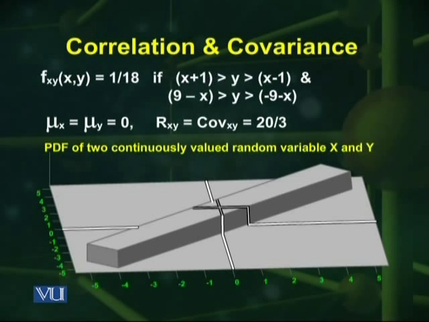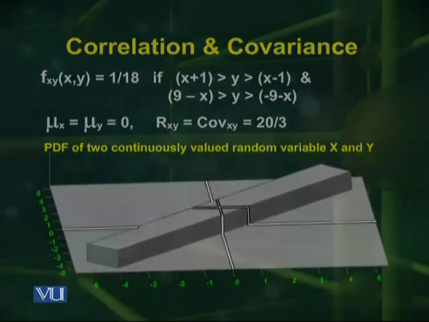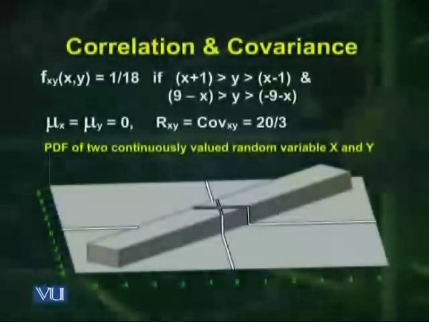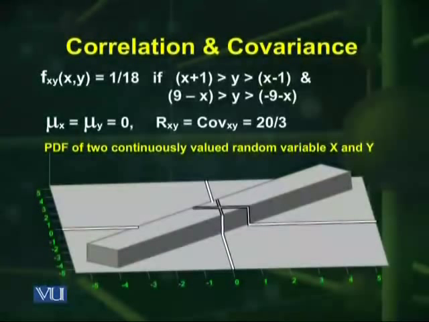The joint PDF was of height 1/18, bounded by 4 lines: y is equal to x minus 1, y is equal to x plus 1, y is equal to x minus 9 and y is equal to minus 9 minus x. So this rectangular shaped joint PDF, which was flat but sides not parallel to coordinate axis, gave us a positive value of covariance because majority of it was in first and third quadrant. Hence, we have a positive covariance value of 20/3.